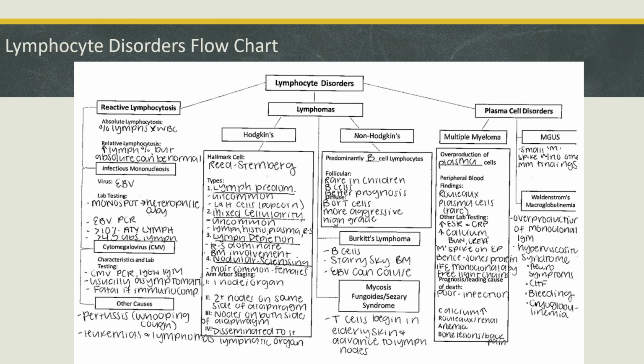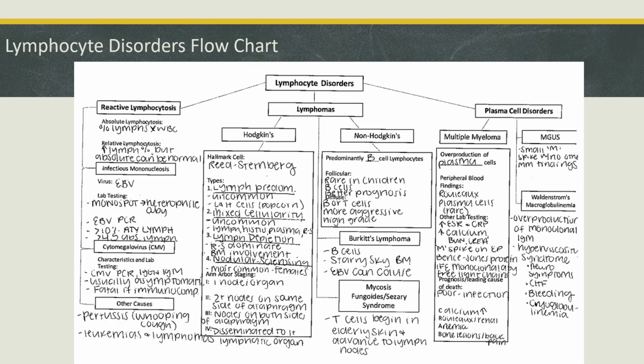We do have a couple of different types in terms of their cellularity or their mix. We have lymphocyte predominant, and it's kind of uncommon. We are going to have those lacunar and LNH cells or those popcorn cells, which are one of the variant Reed-Sternberg cells. Next, we have mixed cellularity, and it's pretty uncommon. We're going to see lymphocytes, histiocytes, plasma cells, Reed-Sternberg, so kind of a mixed cell population.